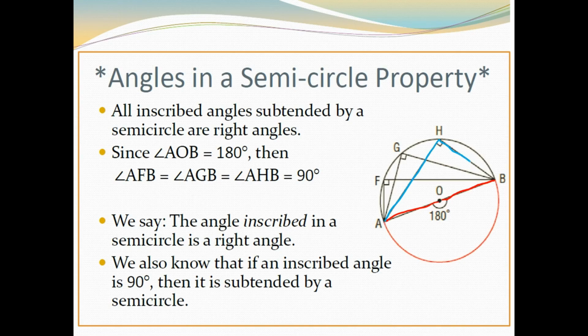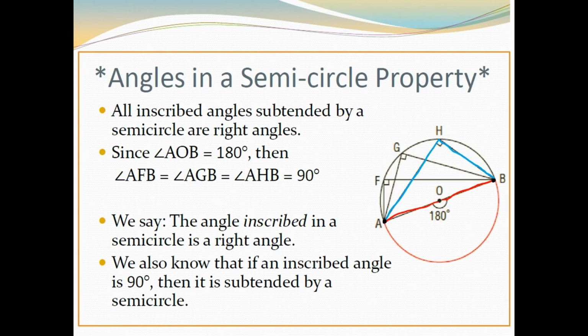Notice how that triangle shares the same endpoints as my central angle. So that inscribed angle shares the same endpoint as my central angle, and hence it also has the same arc. So remember, according to that property, if my central angle is 180, that means my inscribed angle is exactly half of that.